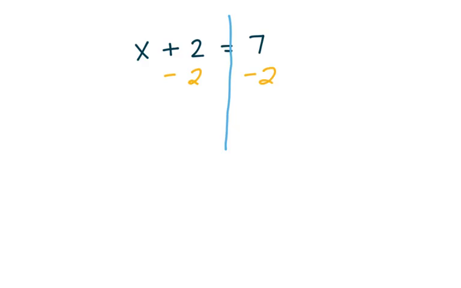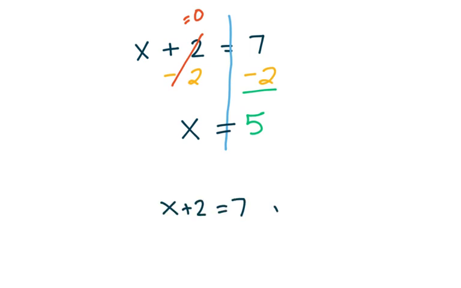So now I'm going to go ahead and do these calculations. This positive 2 and negative 2 cancel each other out because that equals 0. And that just leaves me on the left side with my variable x. And then when I do my calculation for 7 minus 2, that leaves me with 5. So my answer to x plus 2 equals 7 means that x must be 5.